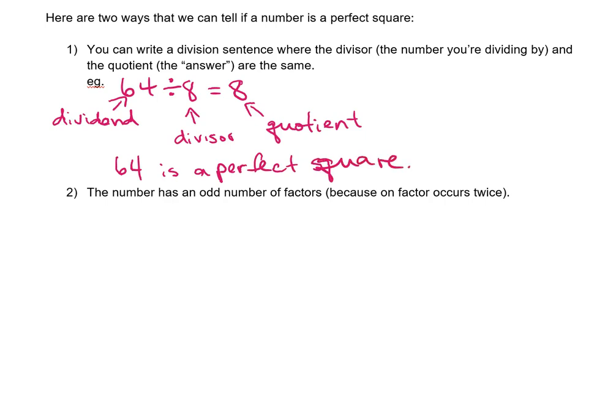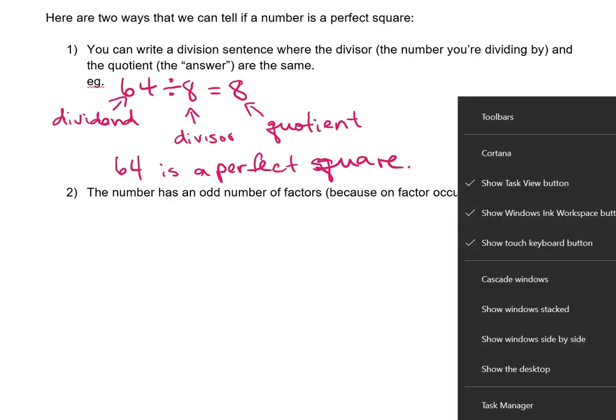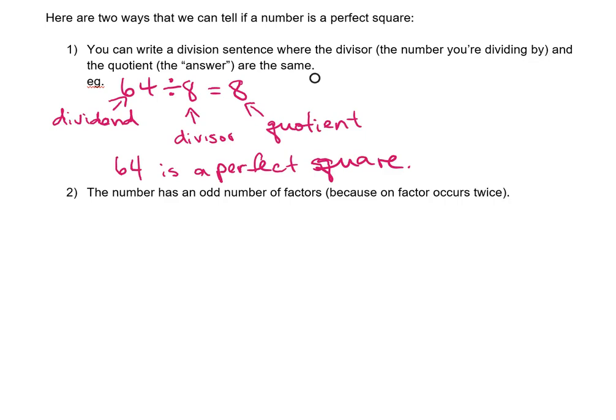Also, if the number has an odd number of factors, because, whoa, that should say one factor occurs twice, I'll have to make a change there, because one factor occurs twice. There we go. Then it's a perfect square.